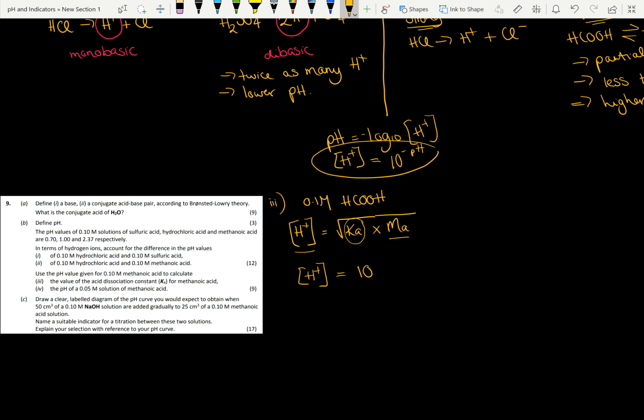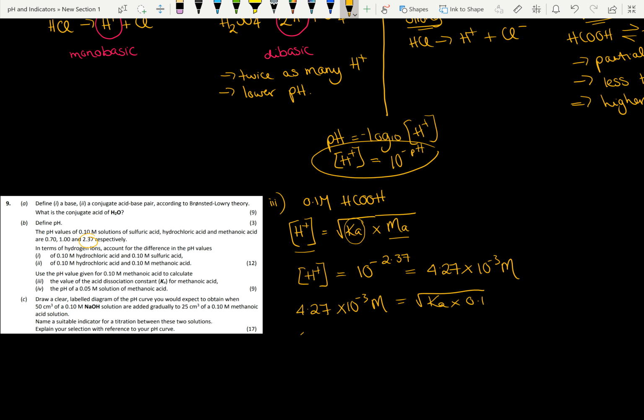So I know that the pH is 2.37, so it's 10 to the power of minus 2.37, and that will give me a hydrogen ion concentration of 4.27 by 10 to the minus 3 moles per liter. So now I can sub that into my equation that incorporates the Ka and the Ma. So I have 4.27 by 10 to the minus 3 moles per liter is equal to the square root of the Ka times the molarity, which is 0.1.